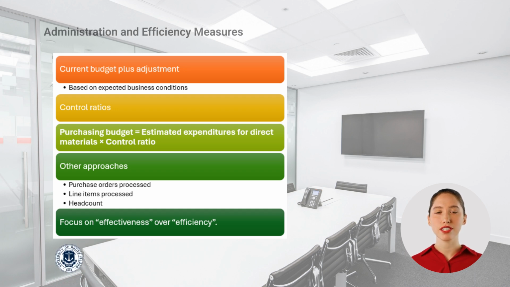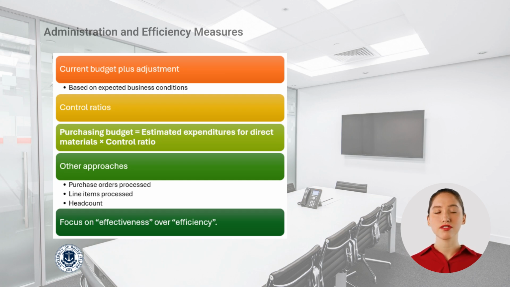Administration and efficiency measures help organizations evaluate how well their purchasing and supply management functions are operating. One common approach is budget-based measurement. Many organizations use a current budget plus adjustment method, where the purchasing budget begins with the current budget and is then adjusted based on expected business conditions such as projected sales, demand changes, or economic factors.